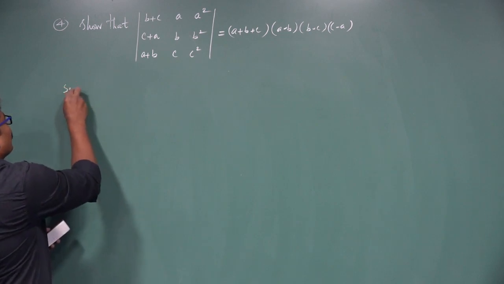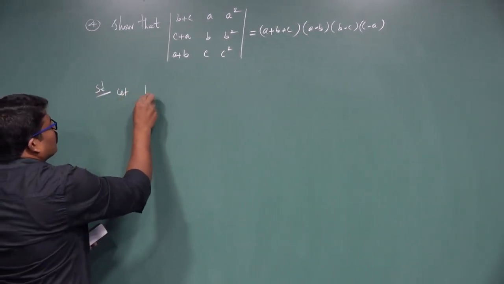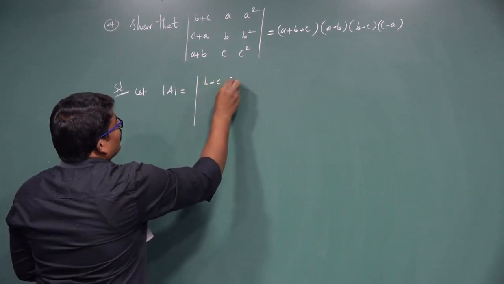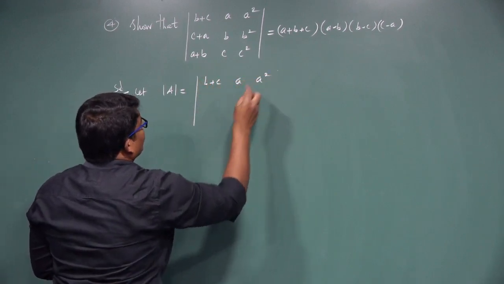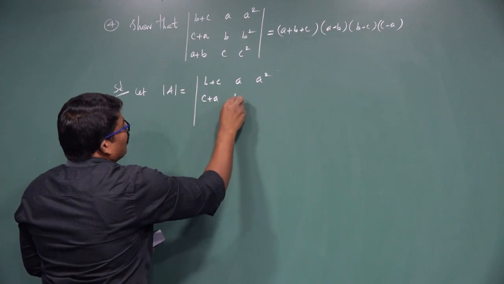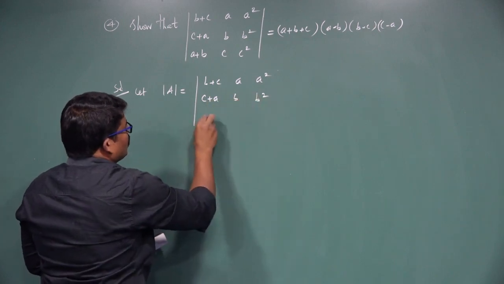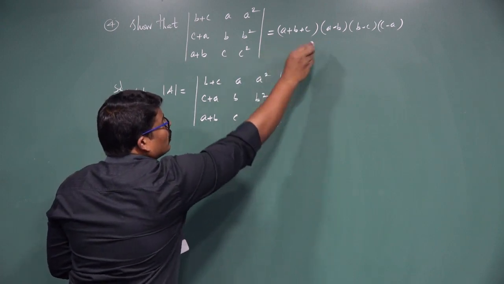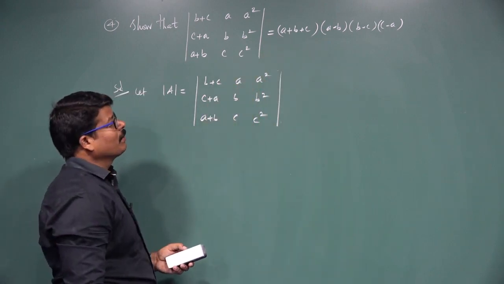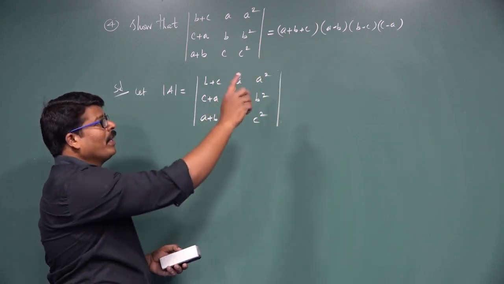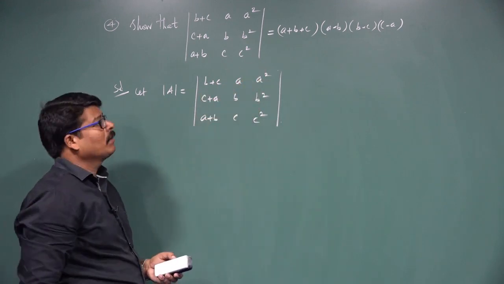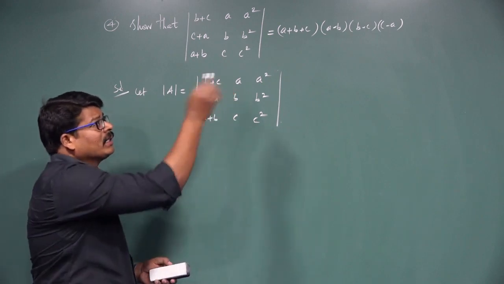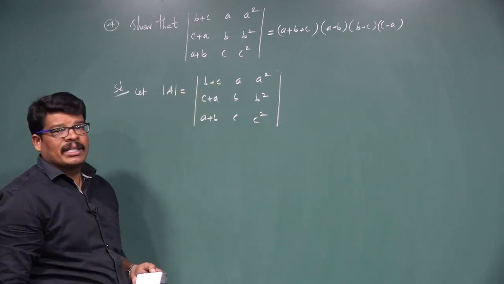Let the given determinant be A, the determinant of b plus c, a square; c plus a, b square; a plus b, c square. We have to prove the factors a plus b plus c into a minus b into b minus c into c minus a are factors of the determinant. Now I am taking a minus b. The first factor is a minus b.